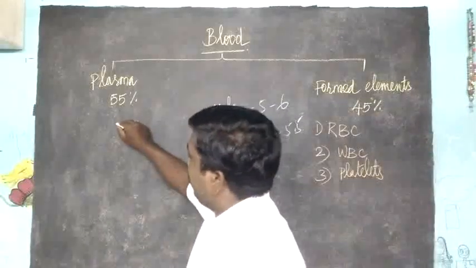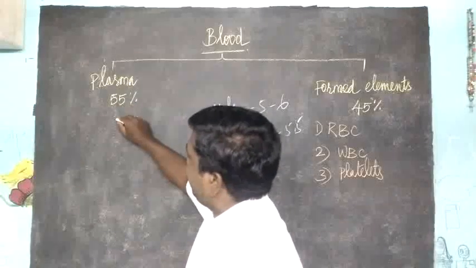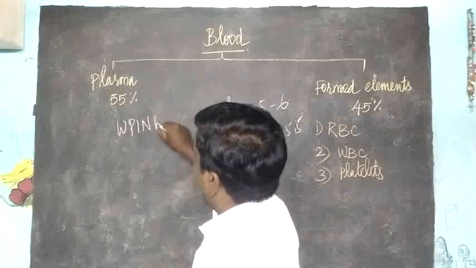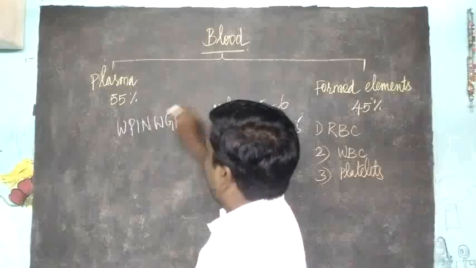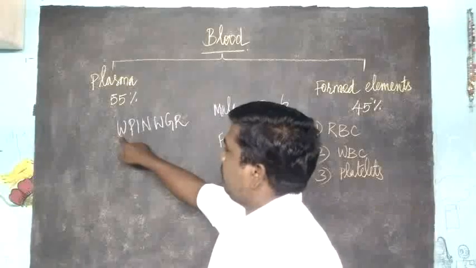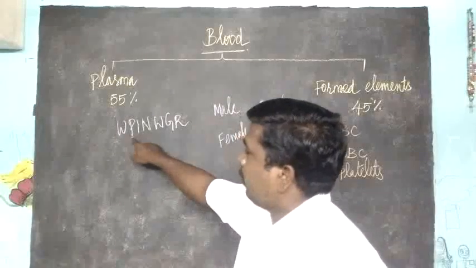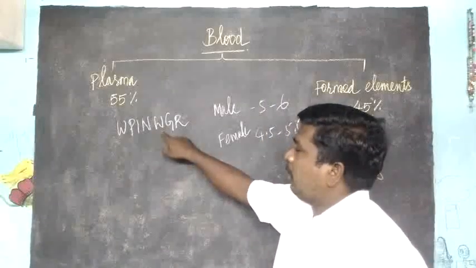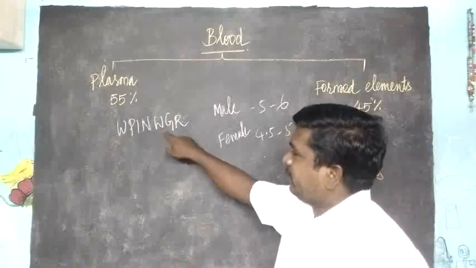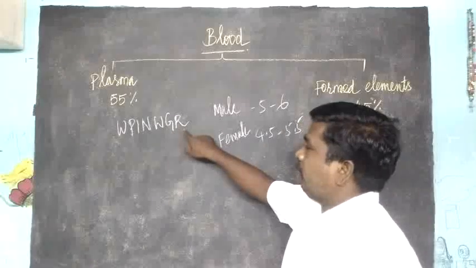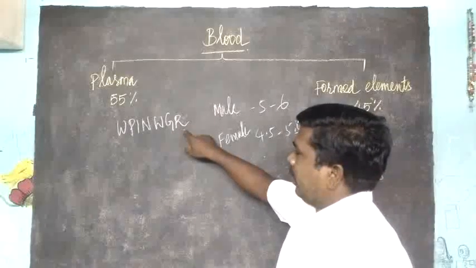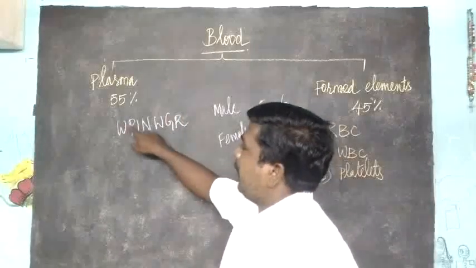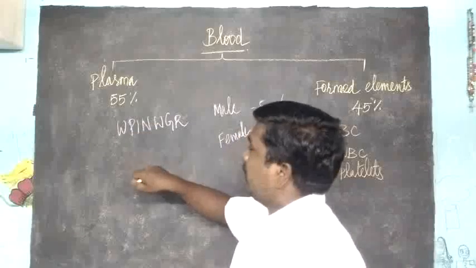We can simply remember the substances present in the plasma by WPINWGR. W stands for water, P stands for plasma protein, I for ions, N for nutrients, W for waste products, G for gases, R for regulating substances. Even though so many substances are present in the plasma, the blood plasma proteins are very essential and important.